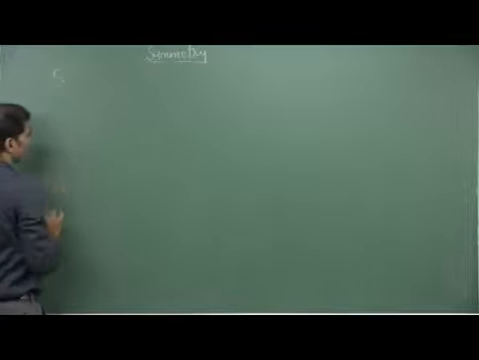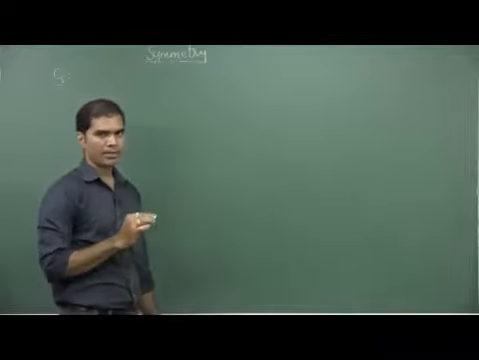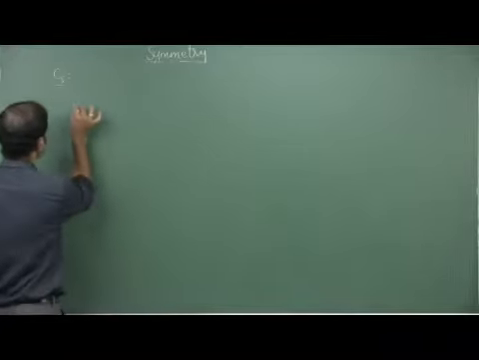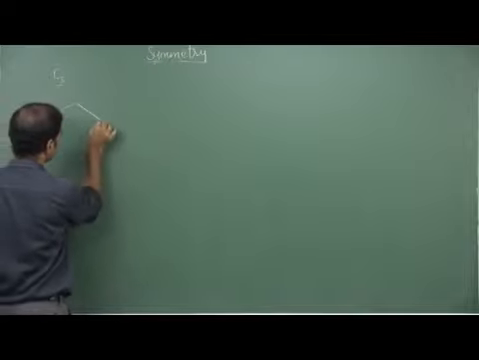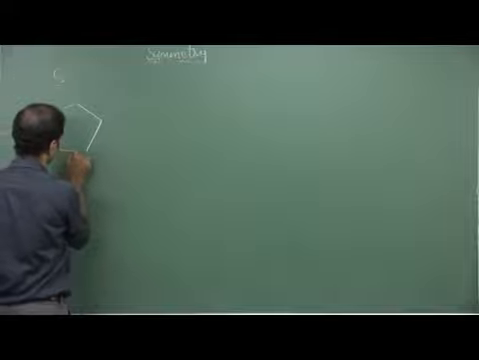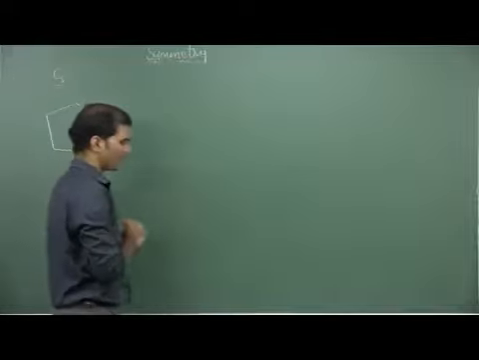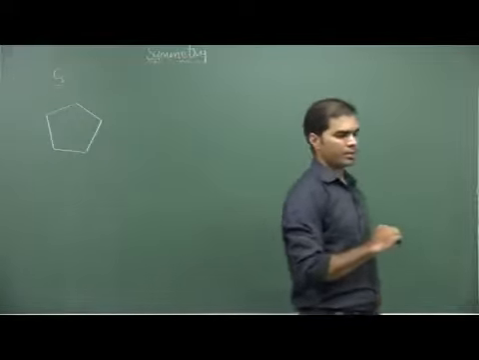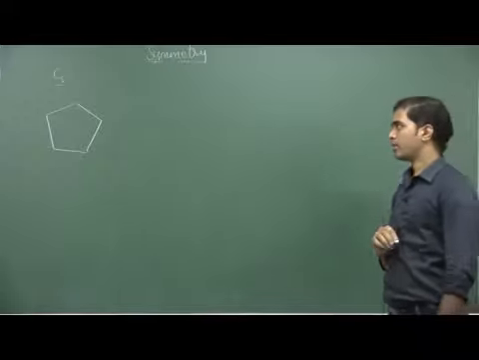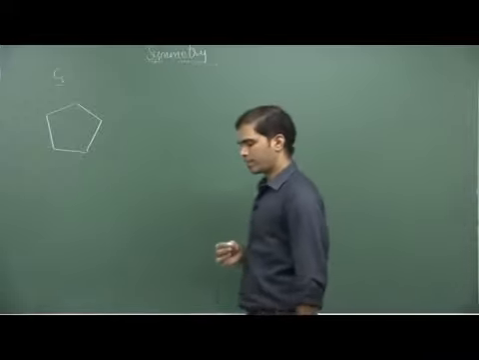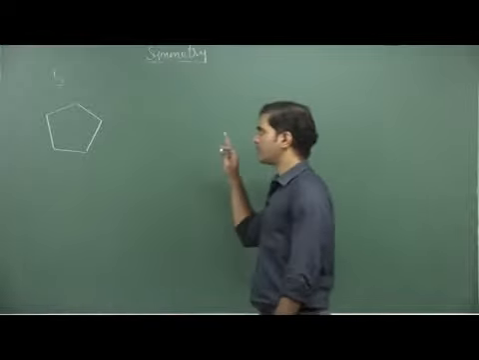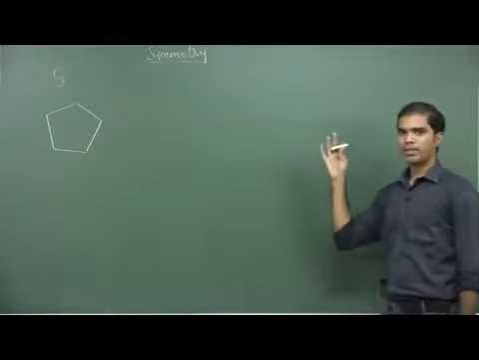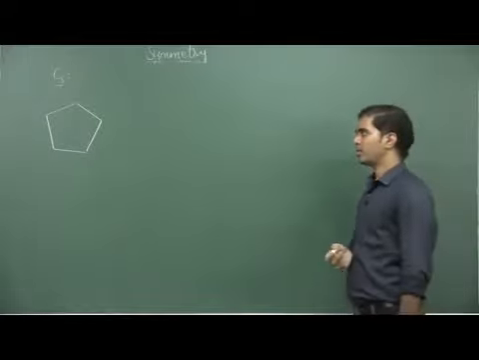To show a C5 rotational axis, one of the easiest examples that is chosen in most of the texts is taken this way. I can show a pentagon, but if at all it has to be a molecule, usually cyclopentane for C5, cyclohexane for C6 will be shown. If it is for C7, C8, cycloheptane, cyclooctane will be shown.